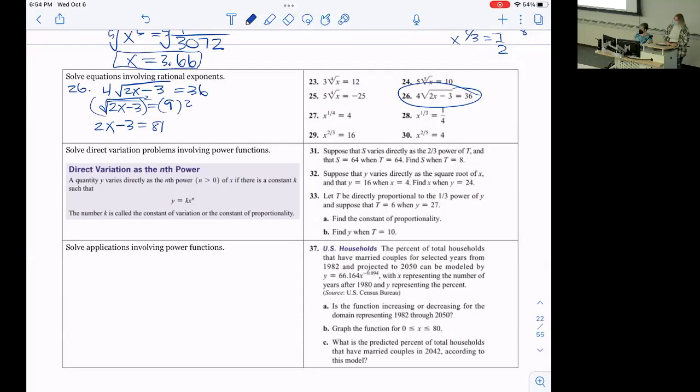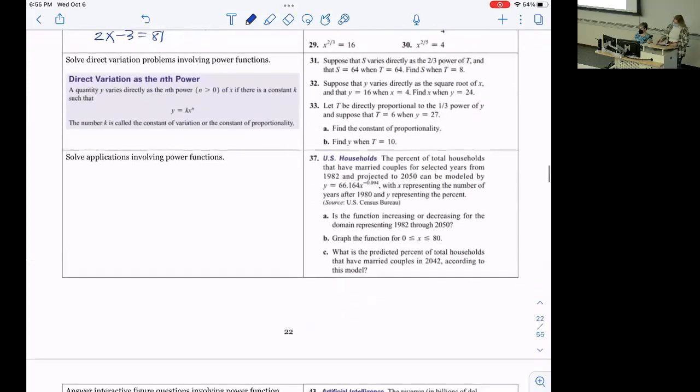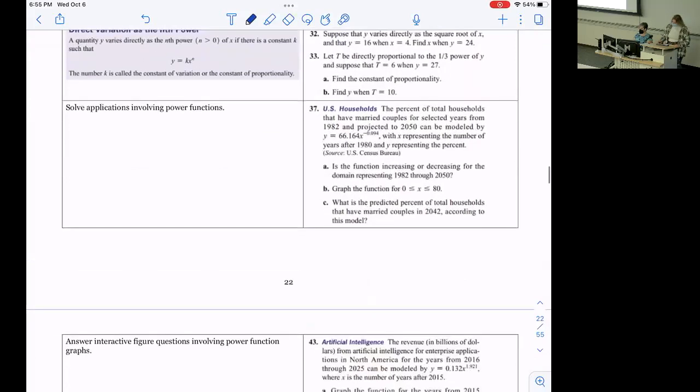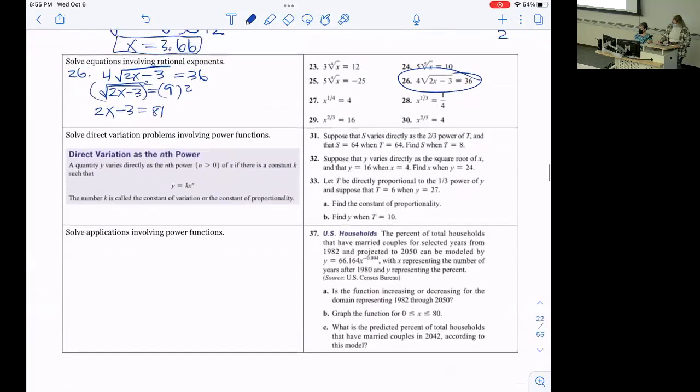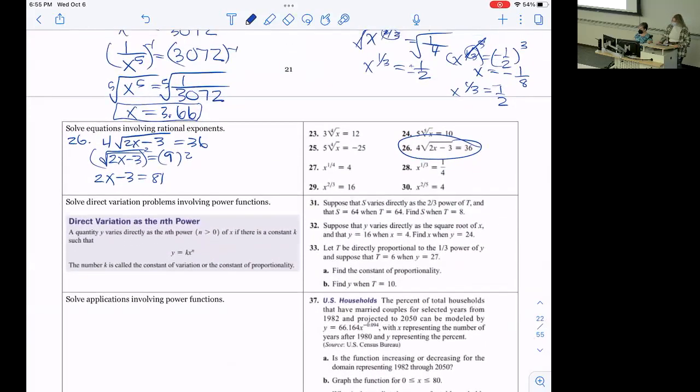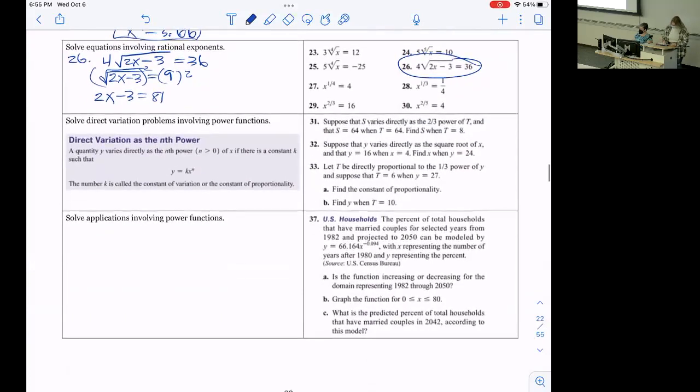All right, so while you're writing that down, the next section talks about direct variation as the nth power. So quantity y is going to vary directly as x, y equals k x raised to the n power. So just applications of what we've been doing so far. And then we move into our word problem section. So if you want to skim through those word problems and see if there's any, 37 or 43 or any of those word problems you'd like to see worked. We do 32. Sure. 32. Okay. I'll keep that up.